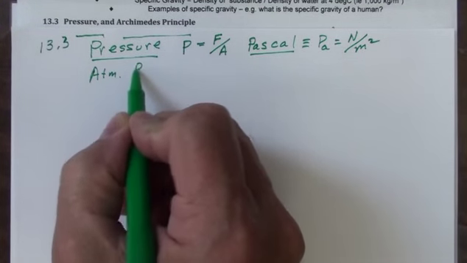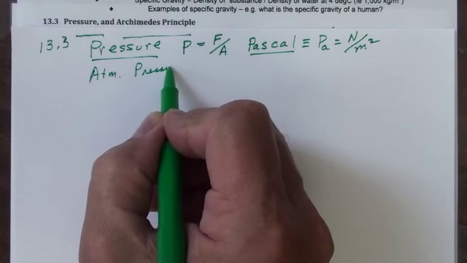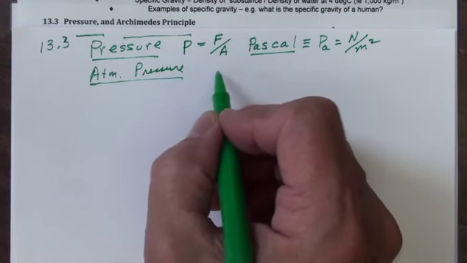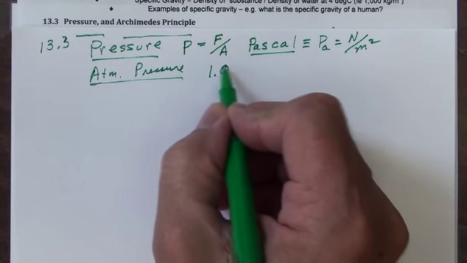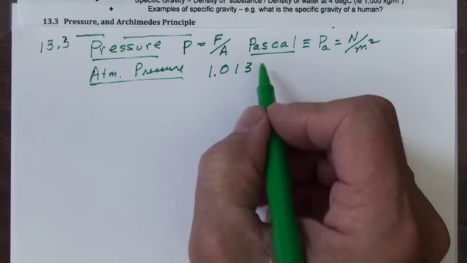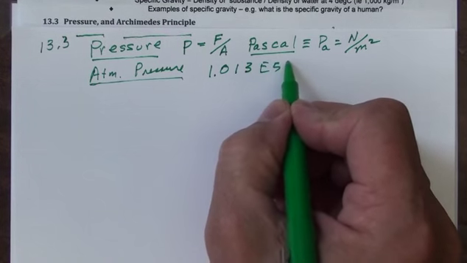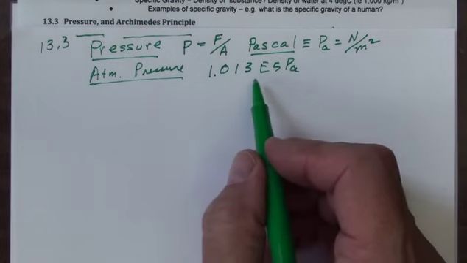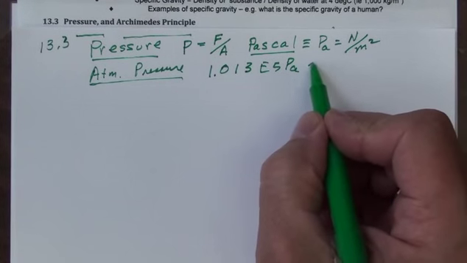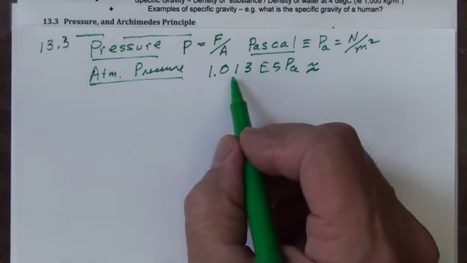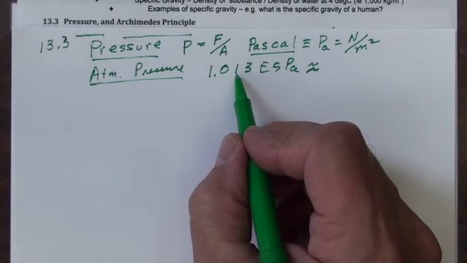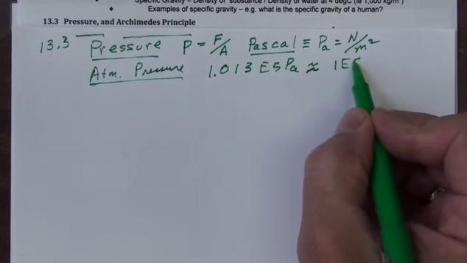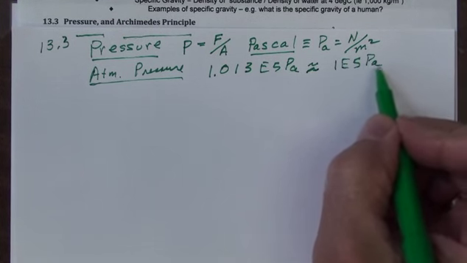And atmospheric pressure at sea level is 1.013 e to the 5th Pascal. In other words, we could approximate atmospheric pressure very accurately, to within at least 1%, by just saying that it's 1 e to the 5th, and this is what you are responsible for remembering.